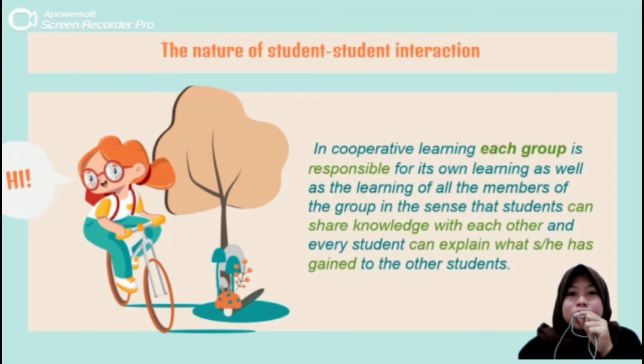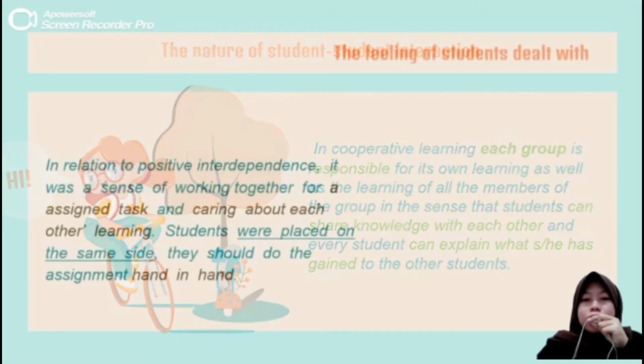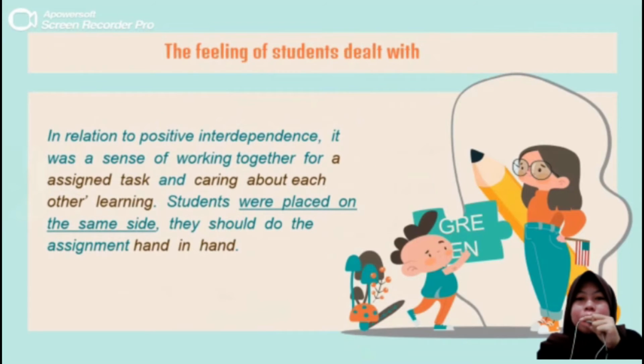I claim that because during the discussion process, each student in the group provides opinions, ideas, questions, rebuttals, and so on. This creates interaction with each other. This is where students are active. And the next is how the feelings of students deal with cooperative language learning. A great deal of positive interdependence is given to students' feelings in this method. There was a sense of working together for an assigned task and caring about each other's learning.